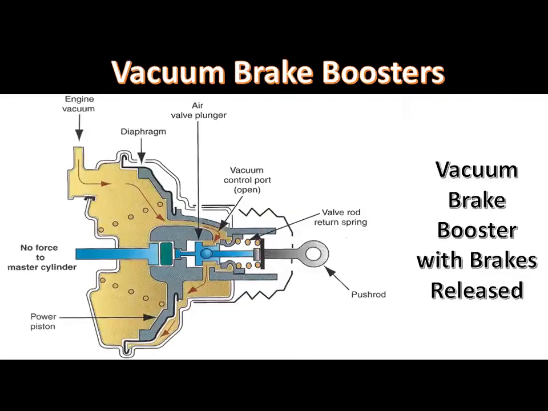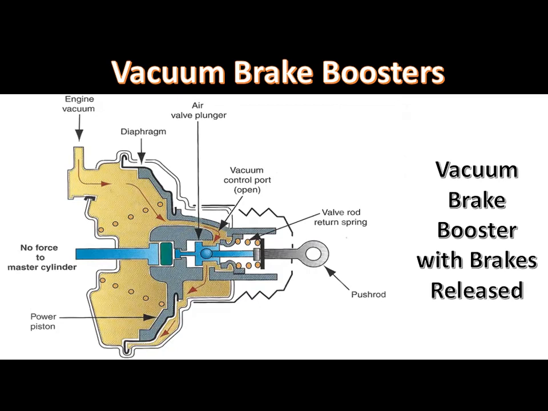Most vehicles are equipped with a vacuum brake booster. The brake booster is connected between the master cylinder and the brake pedal. A push rod is connected from the booster to the brake pedal, and another push rod is mounted between the brake booster and the master cylinder. The brake booster operates in three modes: release, applying, and hold.